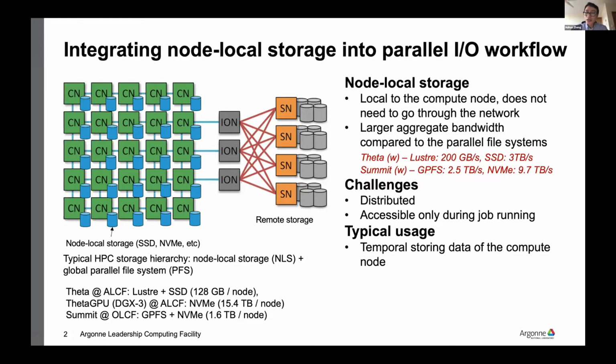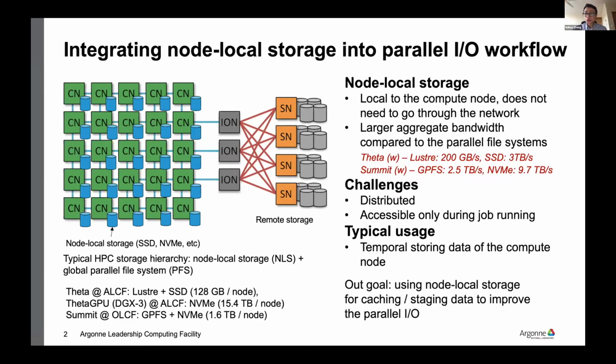To our best knowledge, people usually just use local storage as a way to store data temporarily. In another sense, they use it as an extension of the RAM. Say if you don't have enough storage in the RAM, you can put some data on the local storage. But our goal is to incorporate that local storage for caching and staging data to improve the parallel performance.